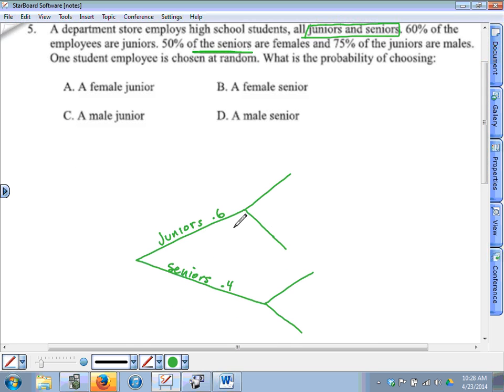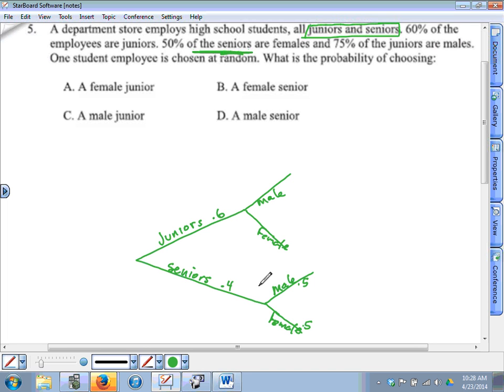50%. So how are we going to split off, after we split the juniors and seniors, how do we split those up? Male, female. So it says of the seniors, 50% are female. So that's 0.5 for female, 0.5 for male.